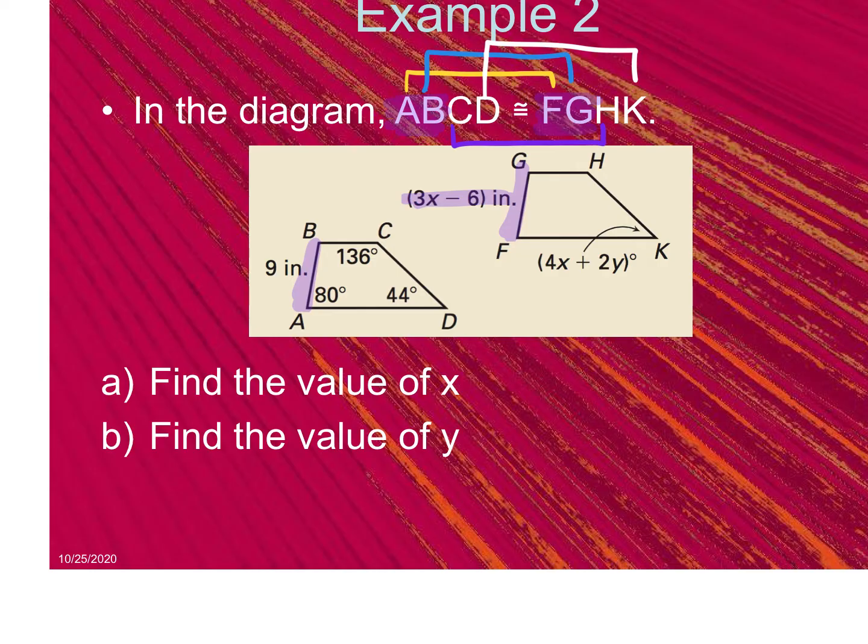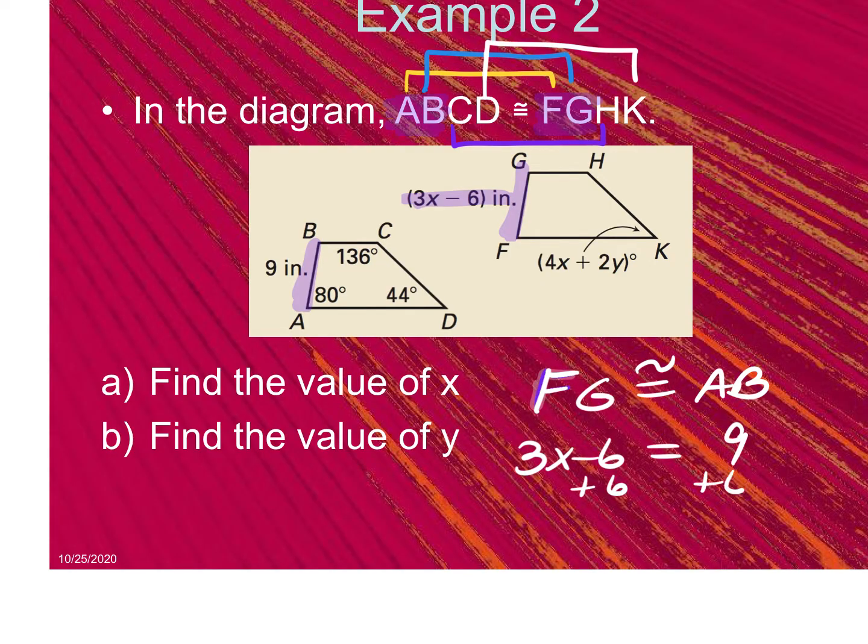So I can state that GF or FG is congruent to BA or AB. And FG was the 3x minus 6. And AB was the 9. So I'm going to go ahead and solve for x by adding 6. Okay, so 3x equals 15, divide by 3, and x equals 5. Now we need to work on solving for y.